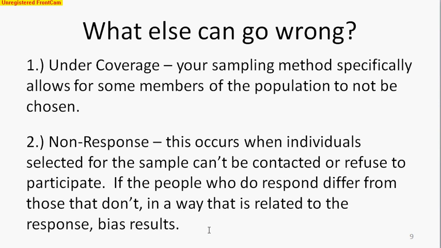Okay, what else can go wrong? Well, another thing that can go wrong is what we call undercoverage. Undercoverage is when your sampling method specifically allows for some members of the population to not be chosen. A very, very commonly used example of this is if you survey people by phone number and you use a phone book to get their phone numbers. Well, the problem is a lot of people nowadays don't have phone numbers in the phone book because most of us have cell phones and we allow that cell phone to be our only phone number. We don't have a landline.